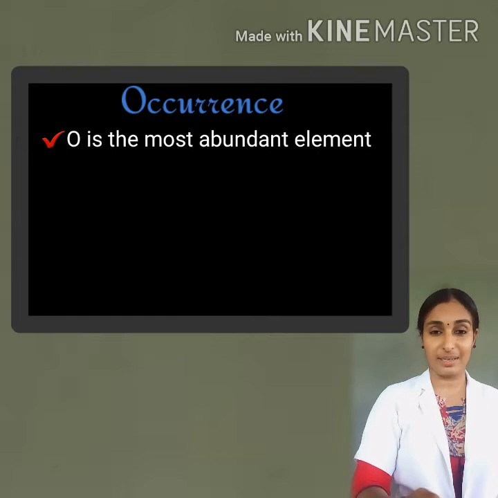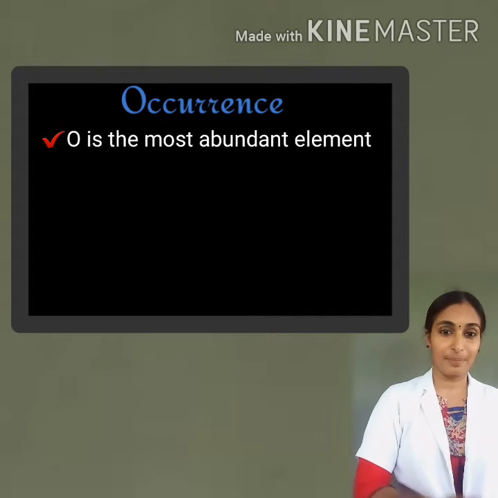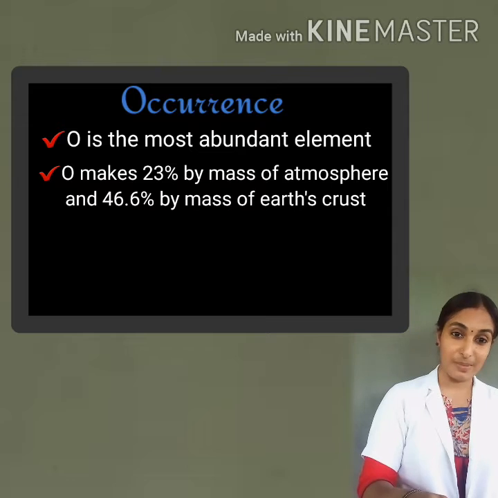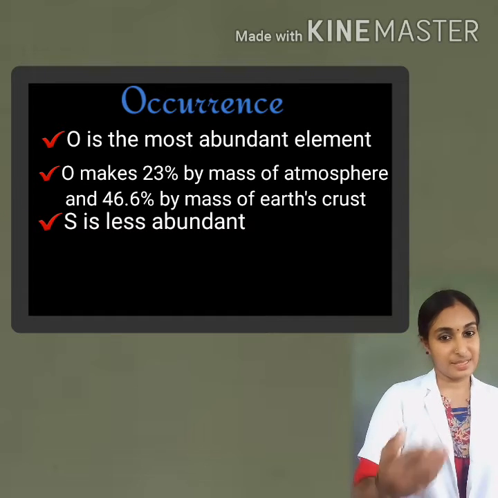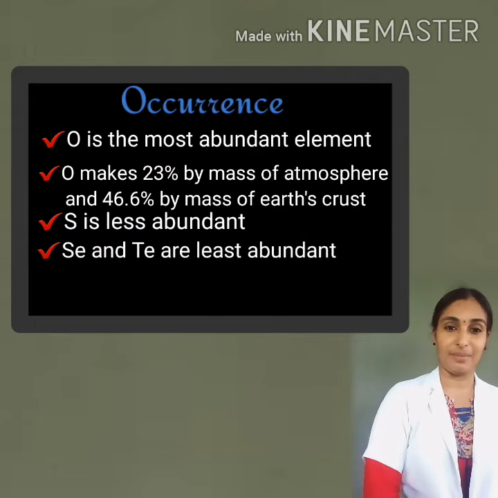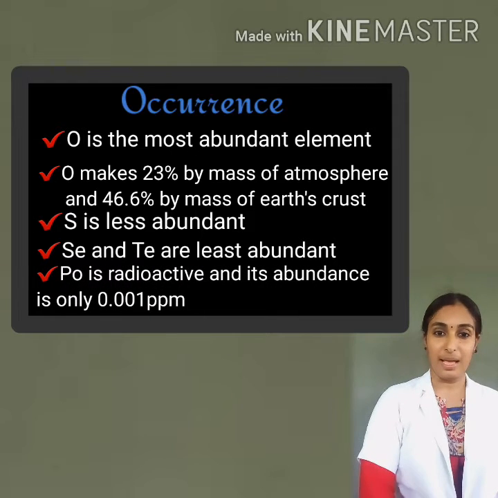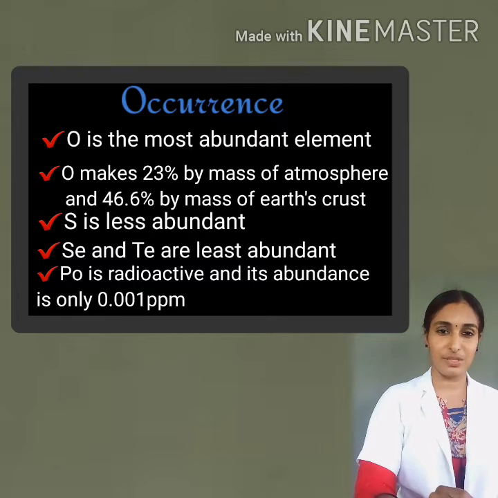Oxygen is the most abundant element among all elements. It makes 23% of the atmosphere and 46.6% by mass of Earth's crust. But sulfur is less abundant. Selenium and tellurium are least abundant. When we talk about polonium, it is radioactive and it is also a less abundant element. Its abundance is almost 0.001 parts per million only.